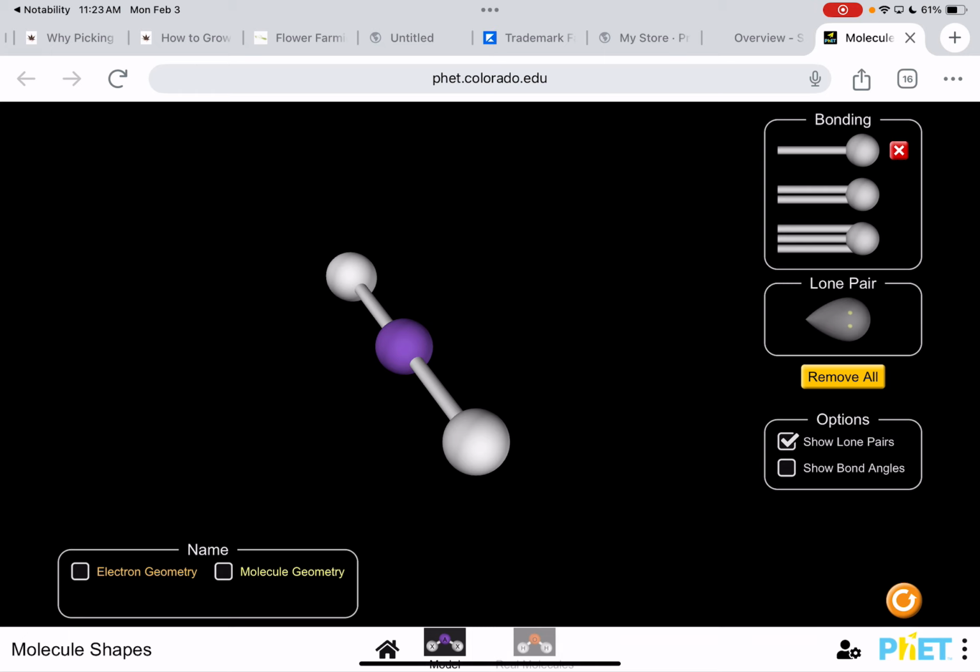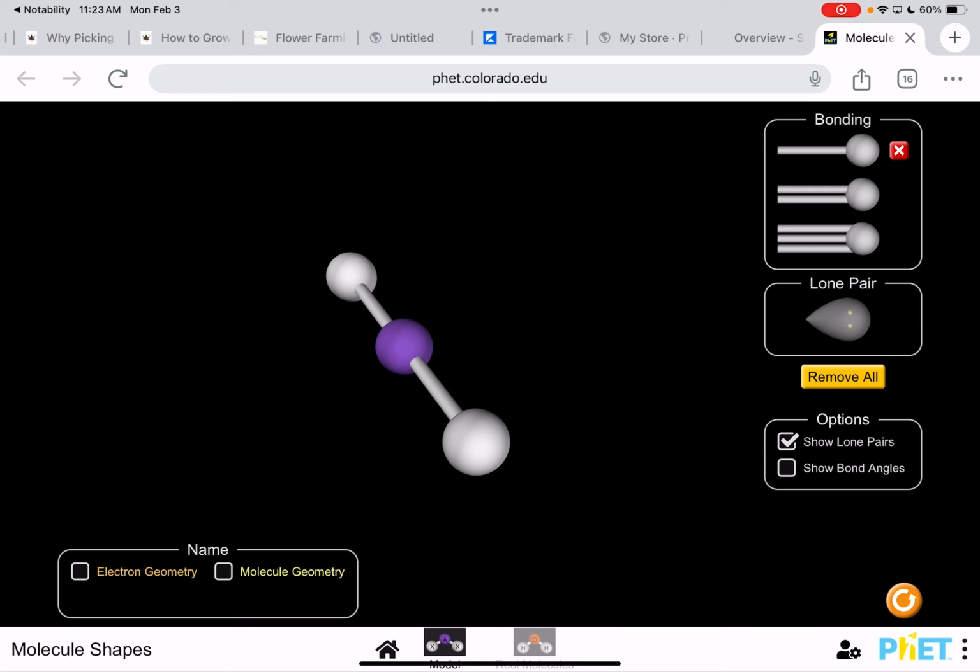So we're going to go through the examples for 2 groups and 3 groups surrounding the central atom. So when we talk about this in the groups, we're always talking about whatever's in the middle and what's surrounding it, because that kind of defines the geometry at that given point.